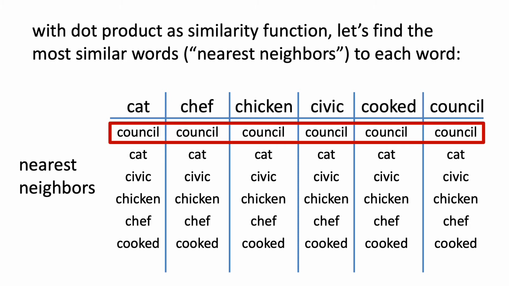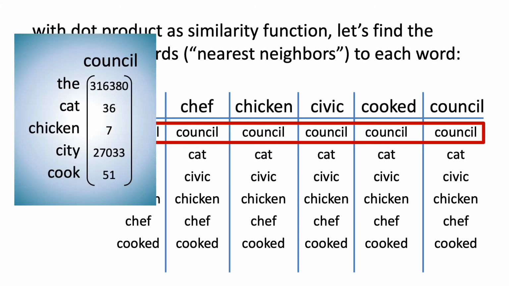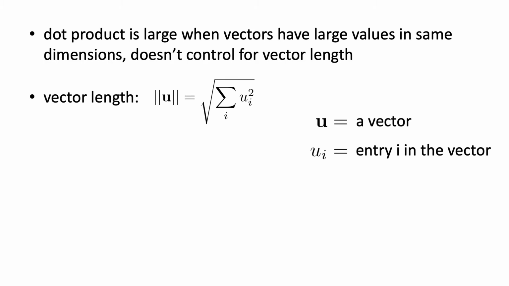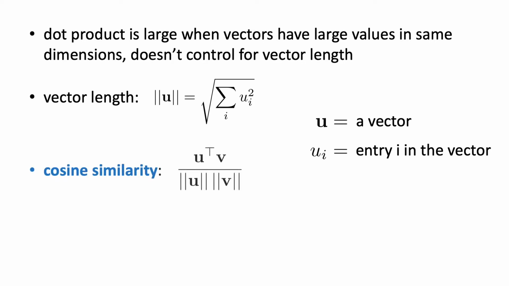Why is this? Looking again at the vector for council, it has the highest count for the context word the, which is also the most common context word for all the other words, so that term dominates the dot product. As a basic rule of thumb, we would like a word to be most similar to itself. This highlights an issue with dot product as a similarity function, namely that it does not account for vector length. Vector length is defined as the square root of the sum of the squared entries. So our solution is to instead use cosine similarity. Cosine similarity is simply dot product divided by the product of the vector lengths.